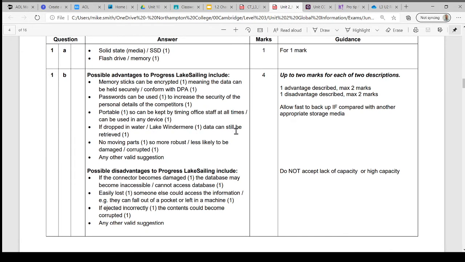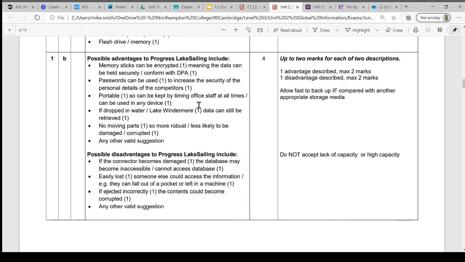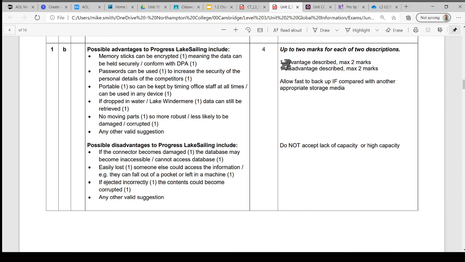We can see the answer to question 1 is anything that is a solid state media, or a flash drive or flash memory card, something along that line. For advantages, you get 1 advantage with a description, so there's where the extra mark comes from, and a disadvantage with a description. Now it says here the exam board will allow answers such as it's faster to back up data to this kind of device, as long as you have said compared with something else.